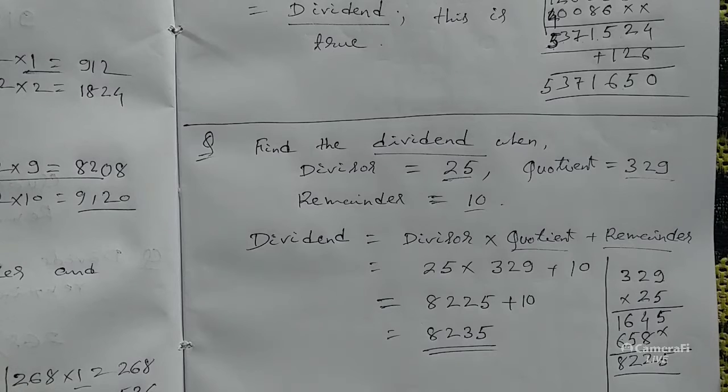So using the property that dividend equal to divisor into quotient plus remainder, you can also find the dividend whenever divisor, quotient and remainder are given. Okay. So this was the topic for today: division, how to do the division and how we can check the division, and whenever divisor, quotient and remainder are given, from the relation of dividend, divisor, quotient and remainder, we can find the dividend. So this completes today's topic.